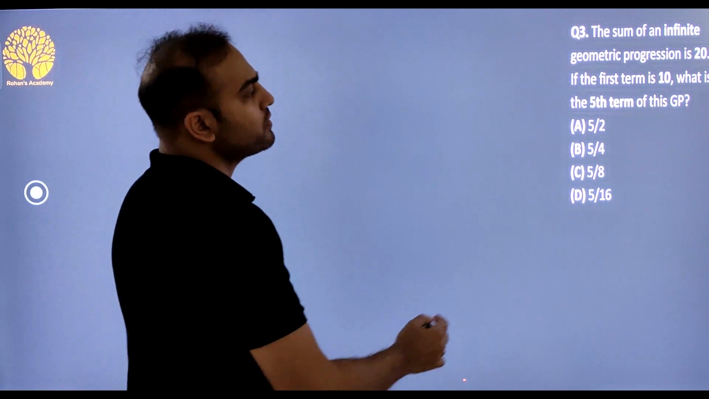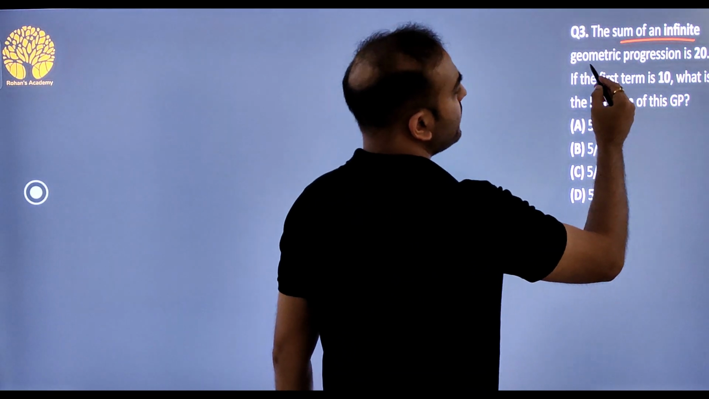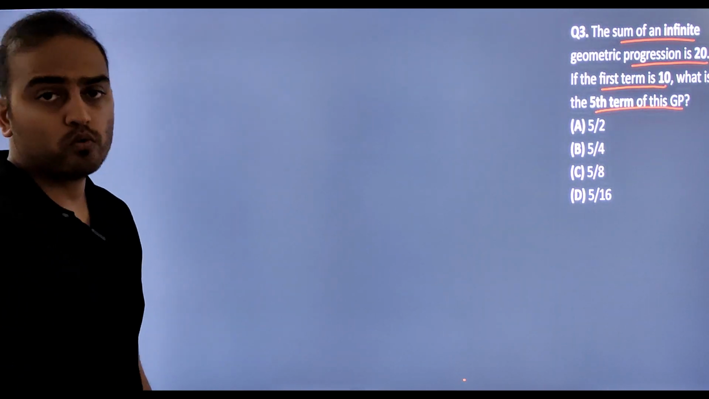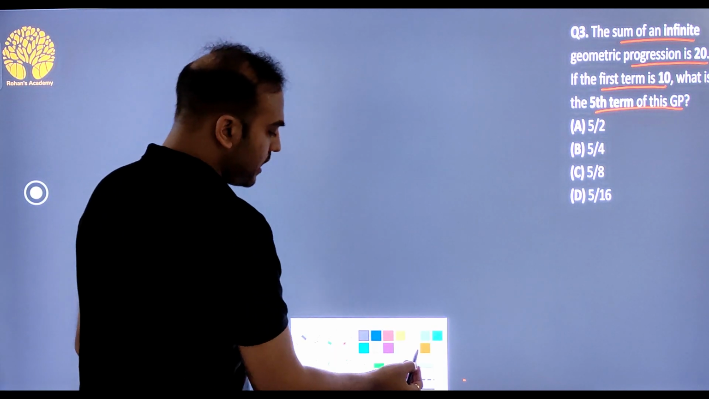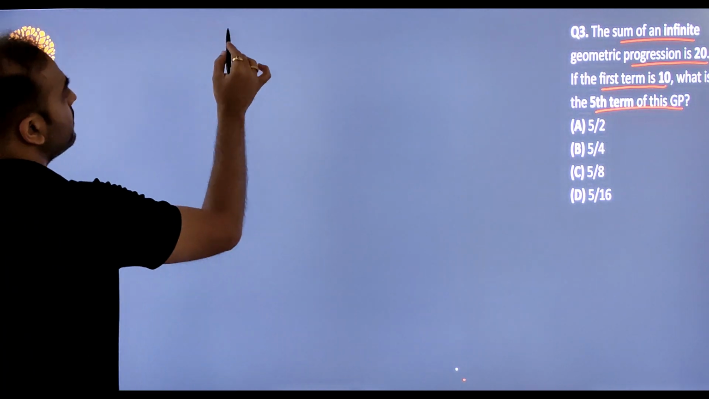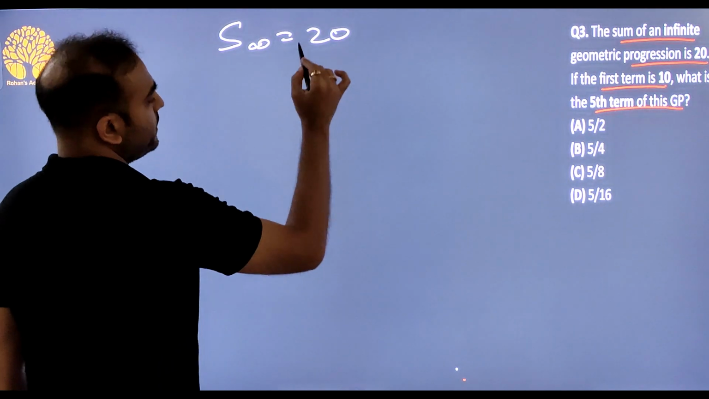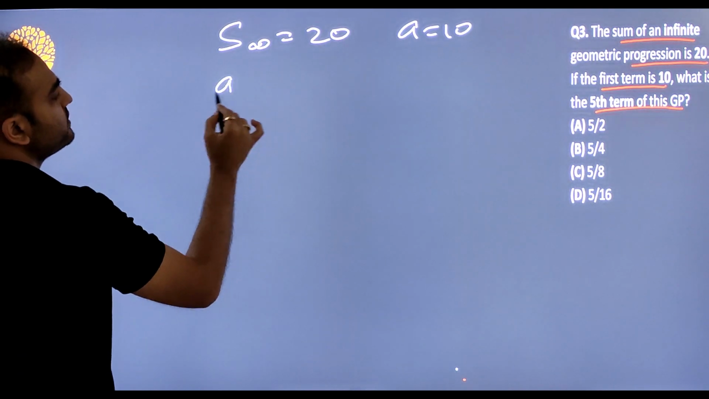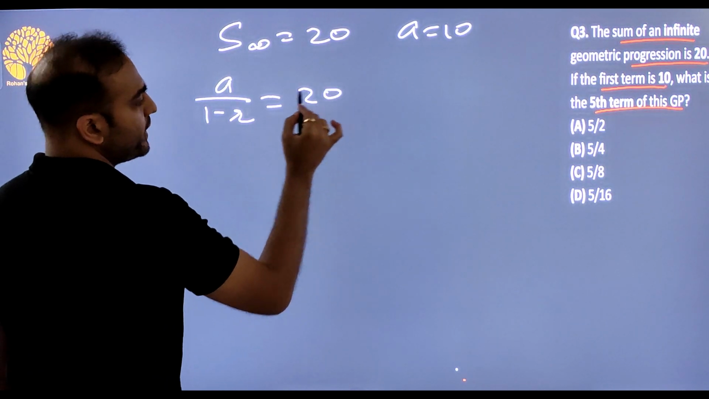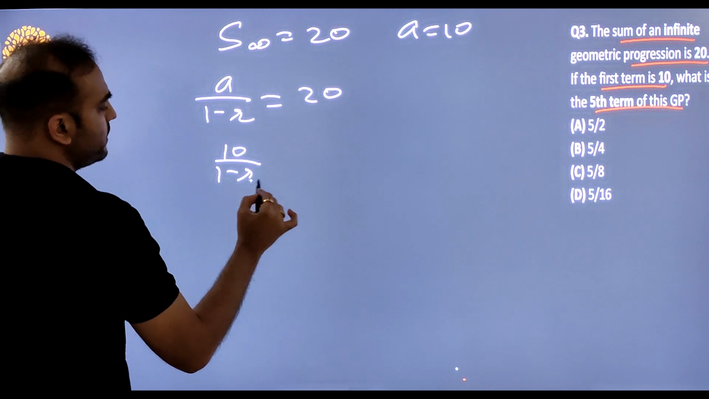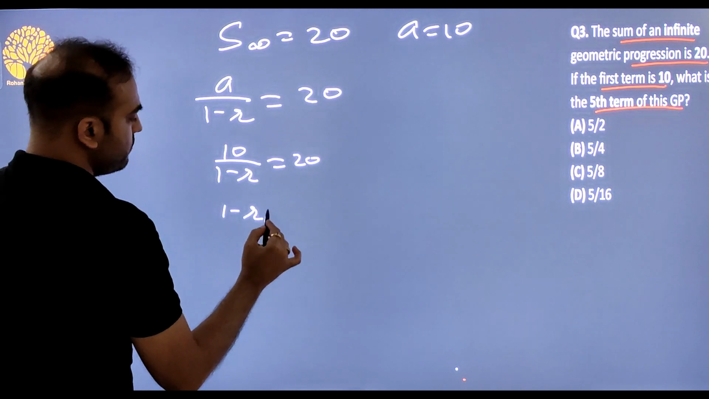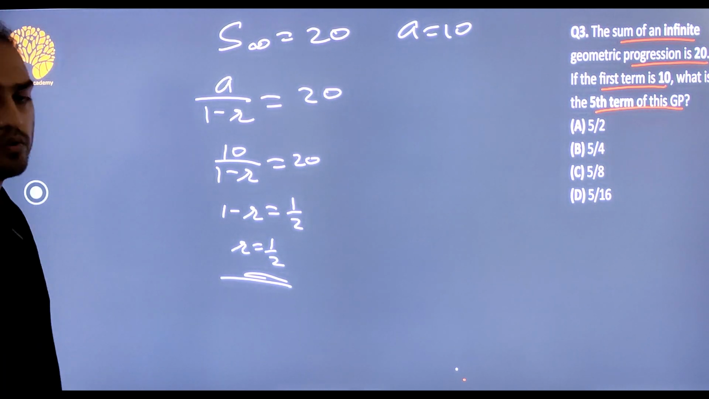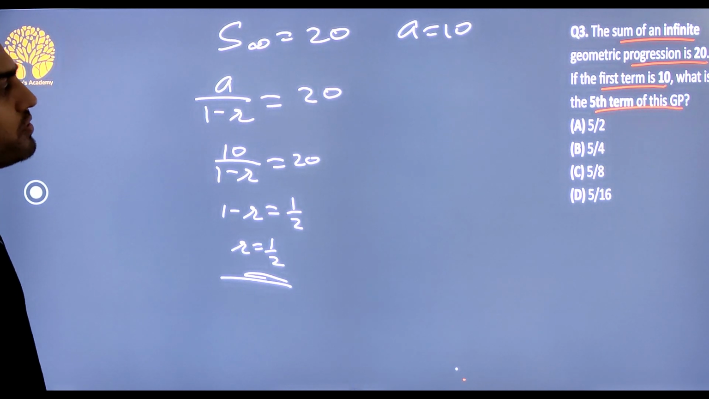Alright. Again a simple question. Sum of infinite terms is 20. First term is 10. What is the fifth term? Now we know for infinite terms the condition is R has to be less than 1, and we know the sum of infinite terms is 20. A is 10. The sum of infinite terms formula is a over 1 minus R, which is 20. 10 by 1 minus R is 20. 1 minus R is half. R is half. So we know the common ratio is half.